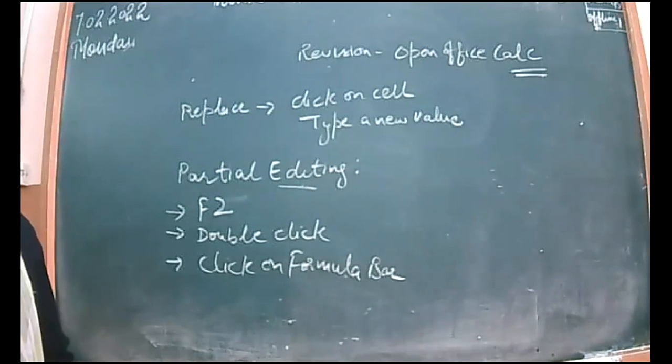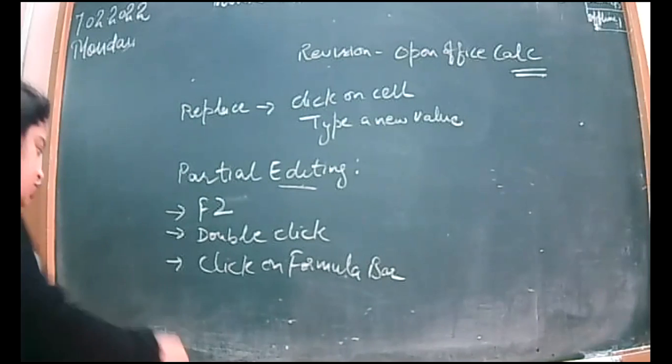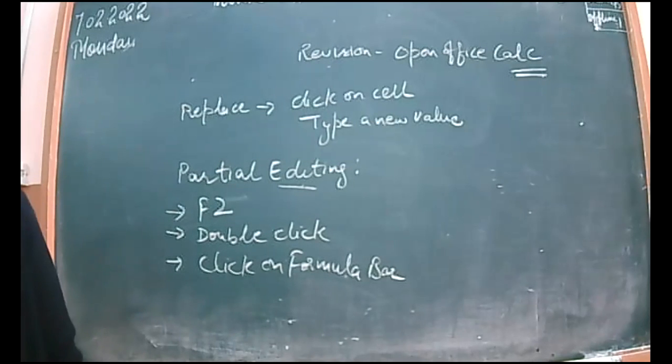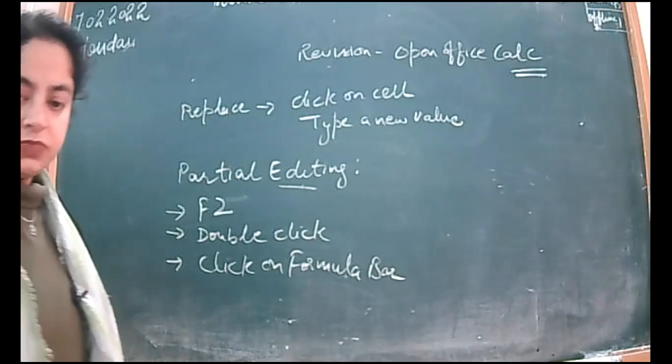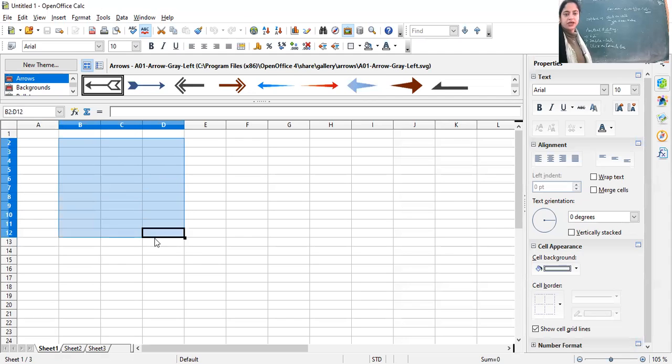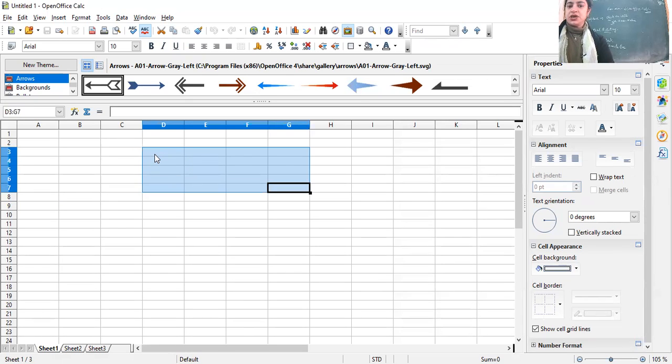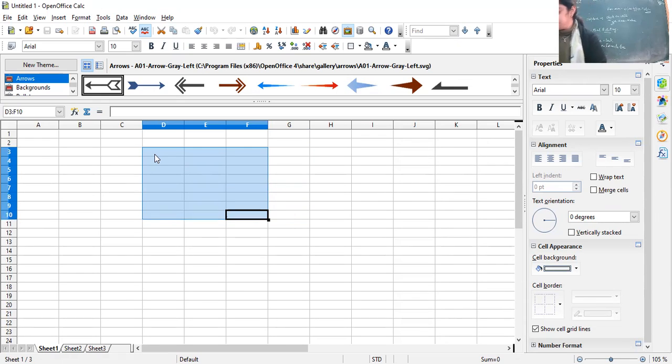Next is selecting a range. How to select a range of cells? One thing is you can drag the mouse over the cells that you want to select. Second, you can use a keyboard to select a range of cells. One, you can drag the mouse over the cells that you want to select like this. We are dragging the mouse. Or you can use the keyboard. How? Press the shift key and use the arrow keys to select a range of cells.